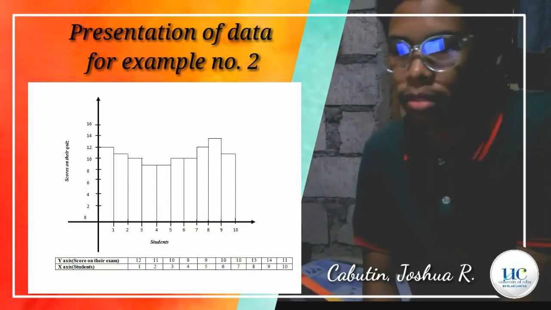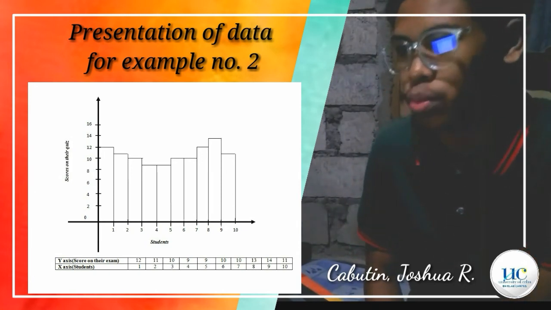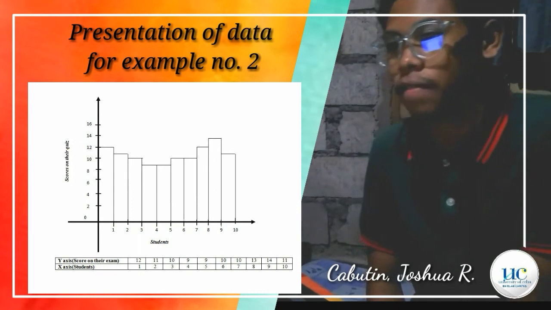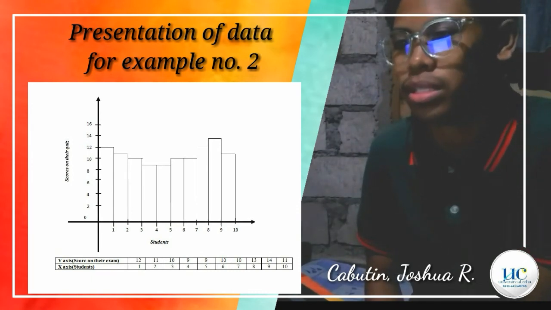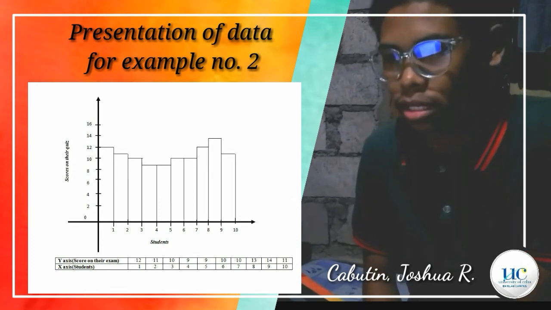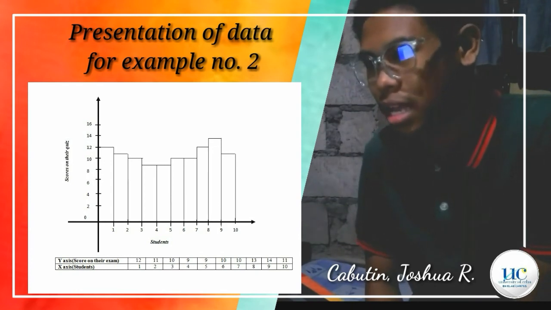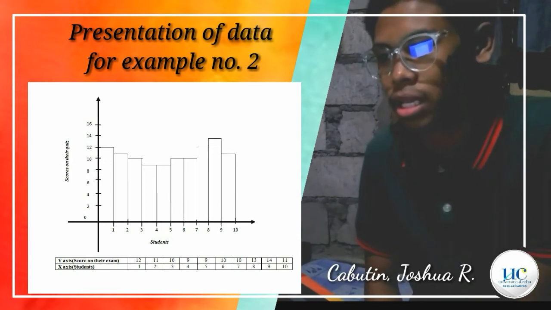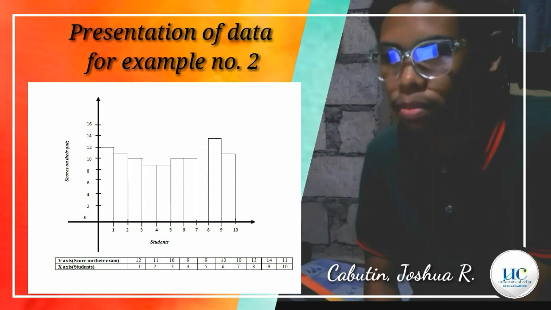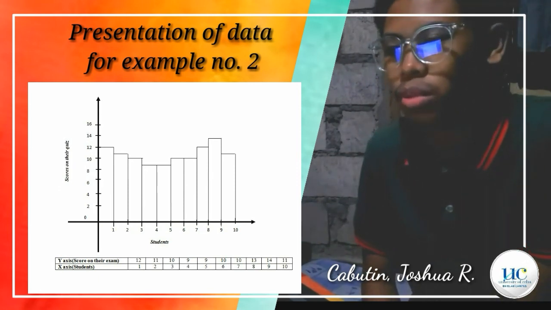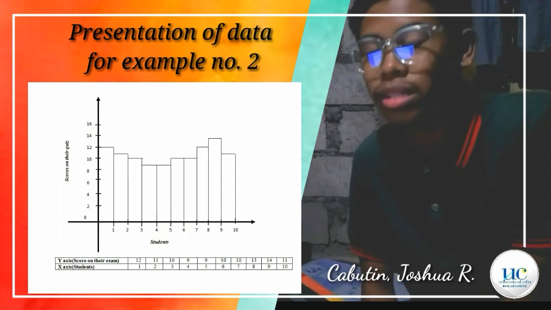With this example, problem number 2, let's just assume that the x-axis is the number of students, which counts a total of 10 students, and the y-axis is the student's score on the quiz, which is 12, 11, 10, 9, 9, 10, 10, 13, 14, and 11. Same procedure, interpret the given values. And as you can see in the picture, the student with the highest grade in the quiz was student number 9 with a score of 14. And that's all for our presentation.